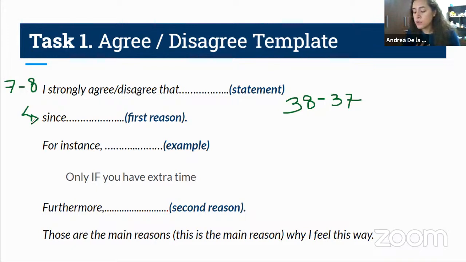So my suggestion for your reason will be keep it short. Try not to over-explain it. The problem that most students have is they try to explain it too much, give too many explanations for the reason, when sometimes it's not even necessary because the reason is self-explanatory. You don't have to really explain it. It's something that doesn't need an explanation.